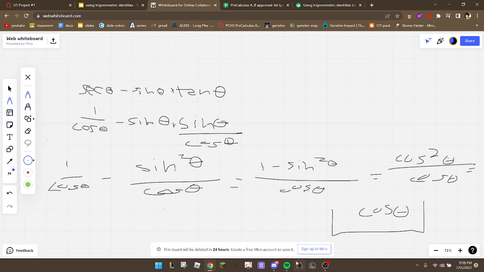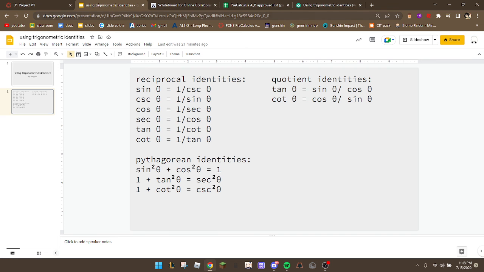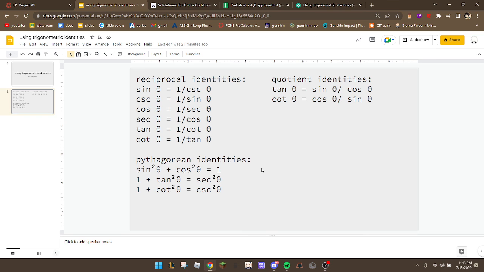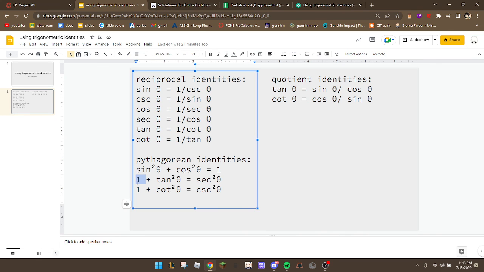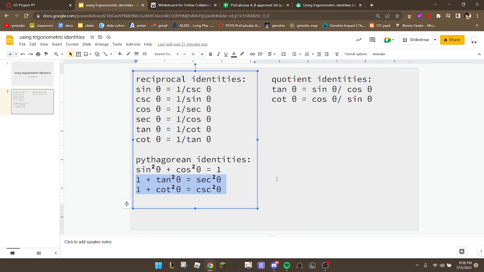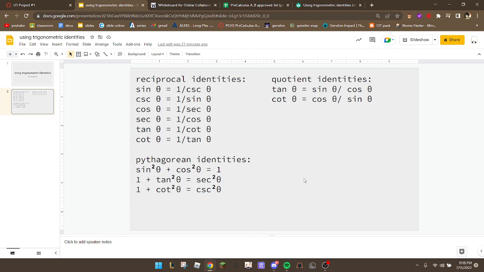So that's our answer. So those are the examples of how you would use these identities. There are many more ways to use them, and I didn't use any examples with these two, but there are many other ways you can solve them.